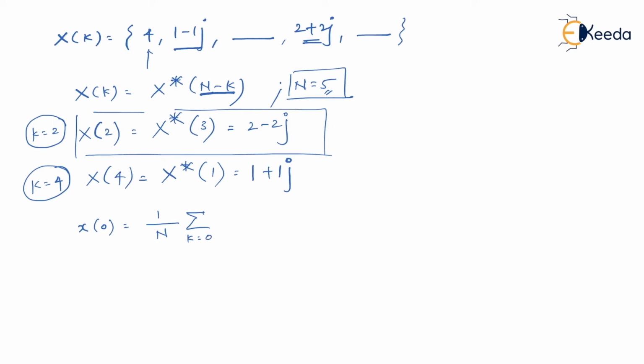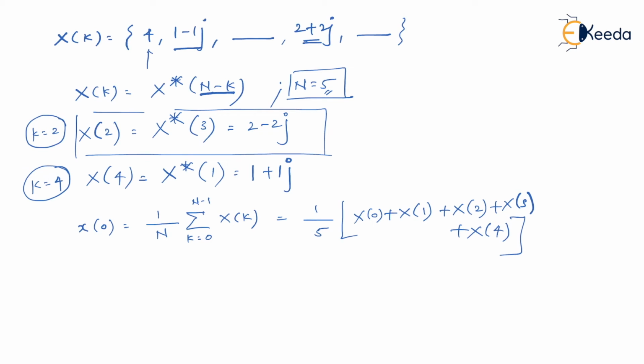K should be varied from 0 to n minus 1. X of k. Is that right? Now this is equal to 1 upon n, with n equal to 5. And in the bracket, what we have is x of 0 plus x of 1 plus x of 2 plus x of 3 plus x of 4. Now this is equal to 1 by 5. Let's substitute all the values.